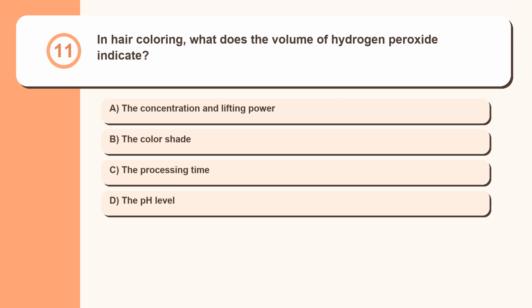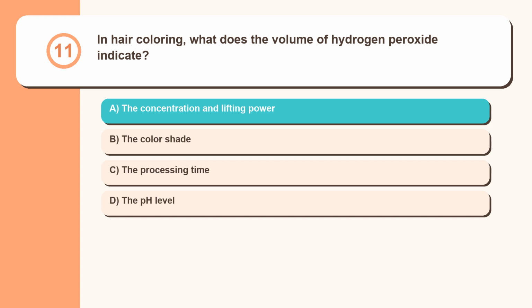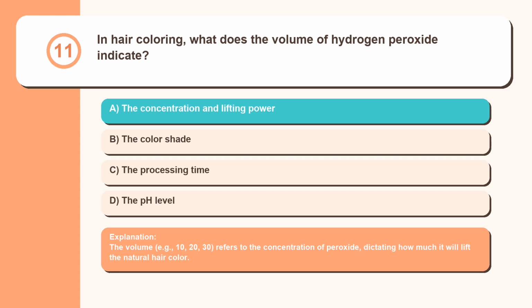Question 11. In hair coloring, what does the volume of hydrogen peroxide indicate? The concentration and lifting power, the color shade, the processing time, the pH level. The volume, example 10, 20, 30, refers to the concentration of peroxide, dictating how much it will lift the natural hair color.